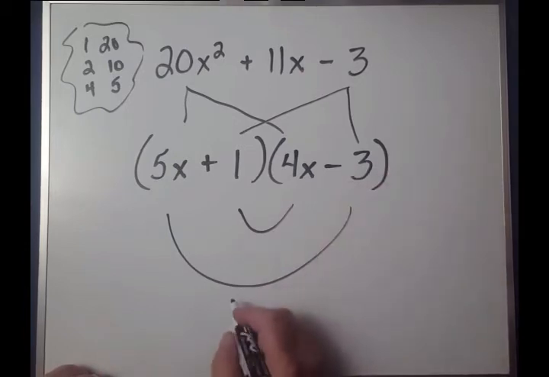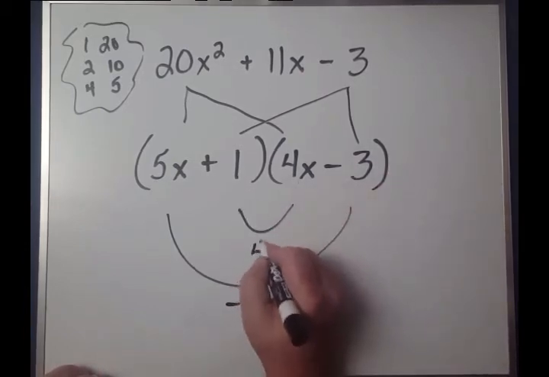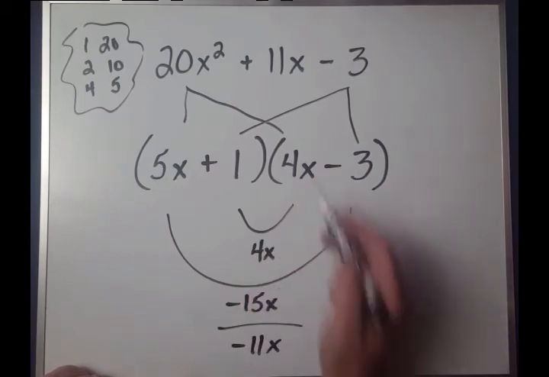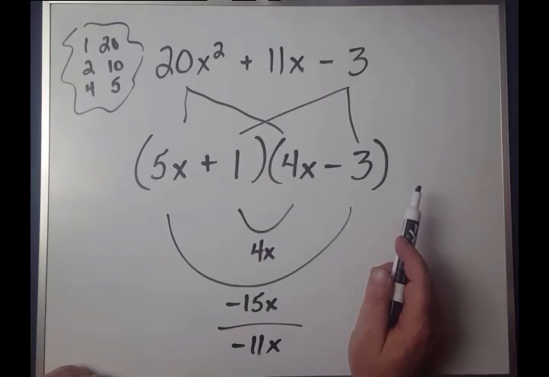The outside gives me minus 15x. The inside gives me plus 4x. A total of negative 11x. Oh, so close. But guess what? It's close enough now to know the answer.